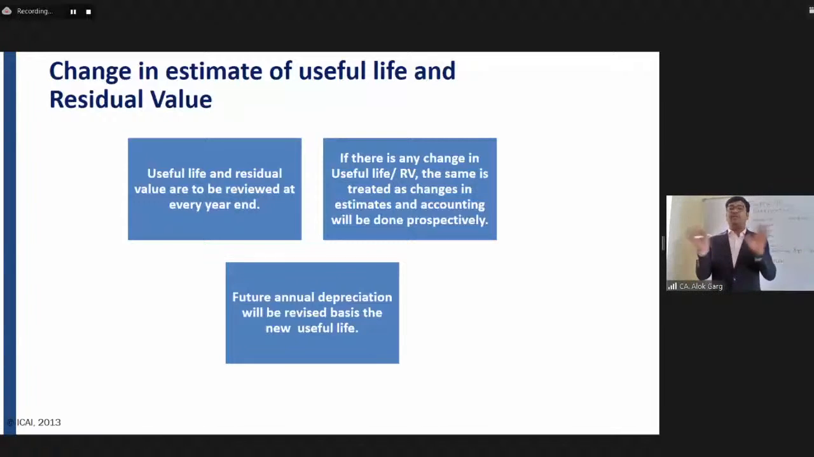It is not a change in policy. It is a change in estimate. And this change is applied on a prospective basis. Like we have seen in our entire Ind AS 16, wherever there is a change due to the revaluation model, wherever there is a change in amount, we are doing a prospective charge, not a retrospective calculation. So future annual depreciation will be revised basis the new useful life or basis the change in residual value. Accordingly, the depreciation method will also come into the picture. So this is a change in estimate, not a change in the policy.